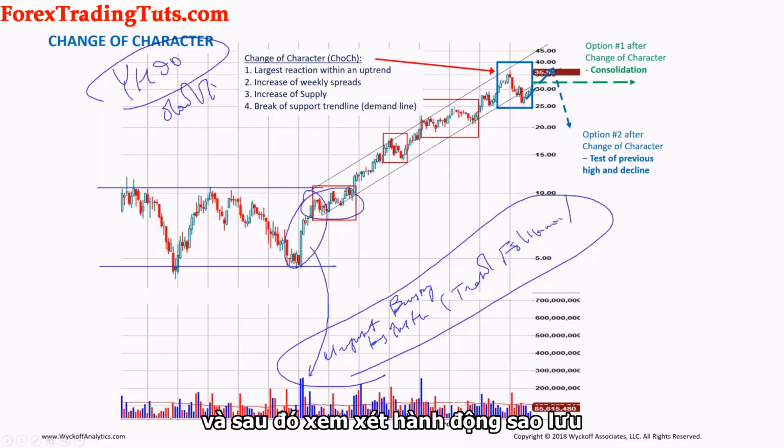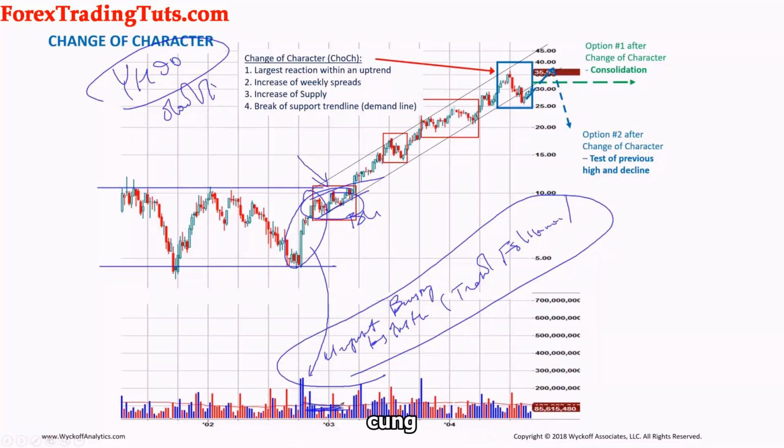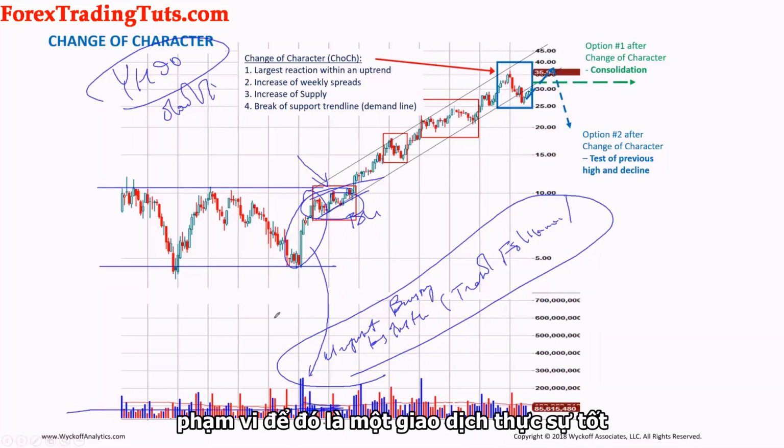And then look at the backing up action here. It's not just flat, it's actually sloping up. So there is a lot of structural strength in this reaction by itself. And it happens on the background where supply is the lowest supply within the whole range. So that was a really good trade right there, or a point of entry.